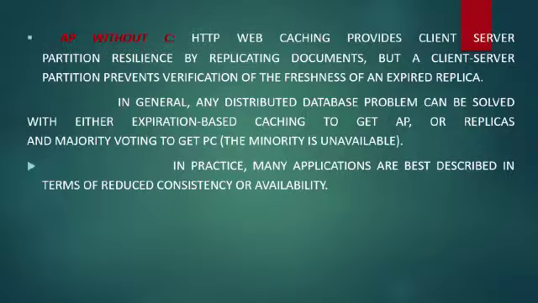Coming to the third one, it is AP without C. HTTP web caching provides client-server partition resilience by replicating documents, but a client-server partition prevents verification of the freshness of an expired replica. In general, any distributed database problem can be solved with either expiration-based caching to get AP, or replicas and majority voting to get CP. The minority is unavailable. In practice, many applications are best described in terms of reduced consistency or availability.